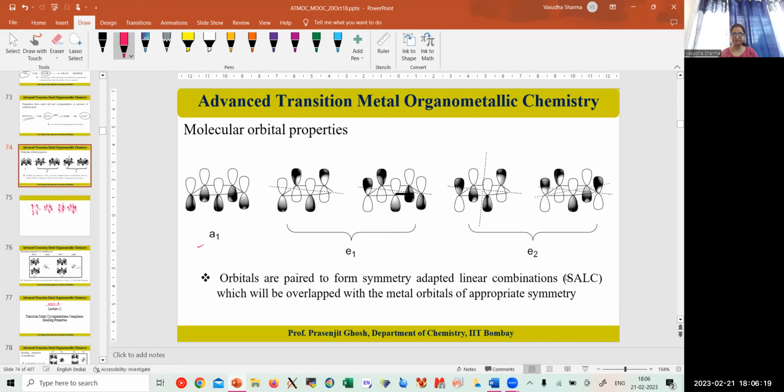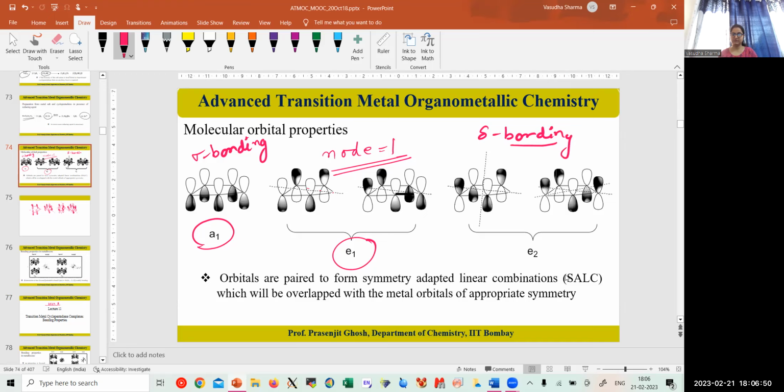This will be involved in sigma bonding, and the one which is represented as E1 has a combination of two molecular orbitals with node equals to one. Nodal plane is one. Here, as you can see, there is only one nodal plane, one up and one down. The other combination is when we have two nodes, which will form delta bonding, and this one will give you the pi bonding, and they come under E2 SALC symmetry molecular orbitals. So that we read last time.